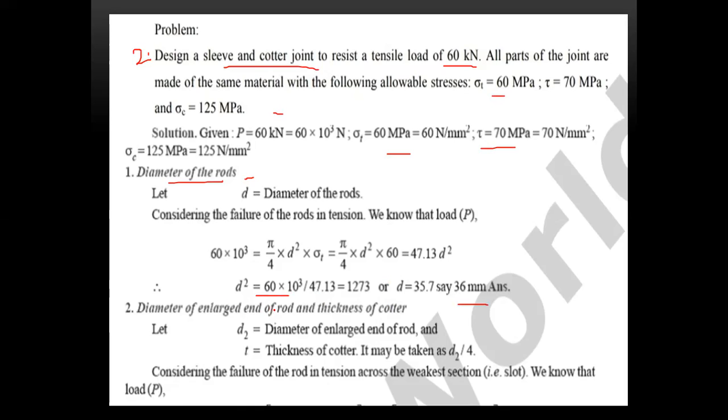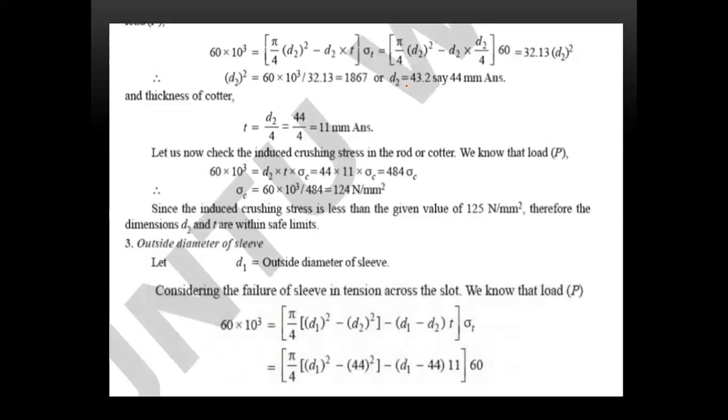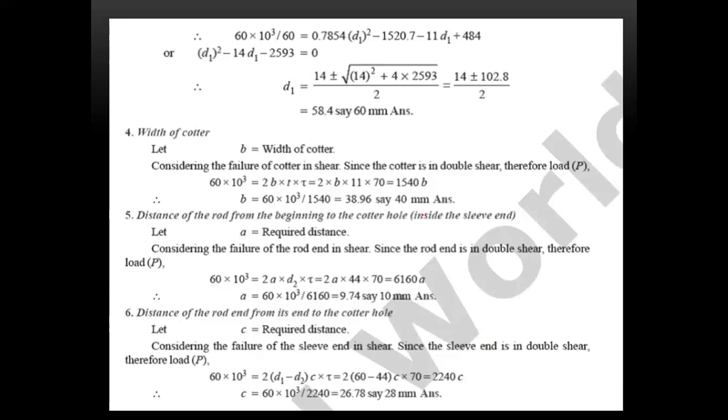Next, the diameter of the enlarged end of the rod, d2, is equal to so and so. The thickness is this. With this we find the diameter d2 is equal to 44. Next, the thickness of the cotter, t, is equal to 11 mm. Now let us find sigma c. Then the outer diameter of the sleeve, d1, is equal to so and so. Keep on solving in the same way as before, and we get the values.